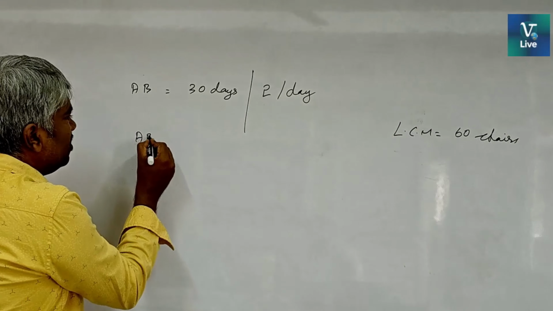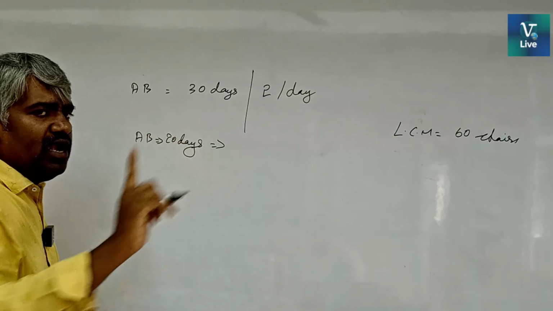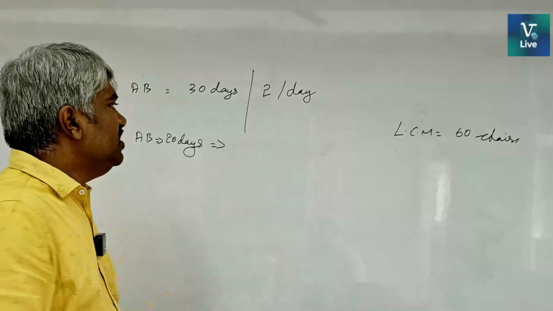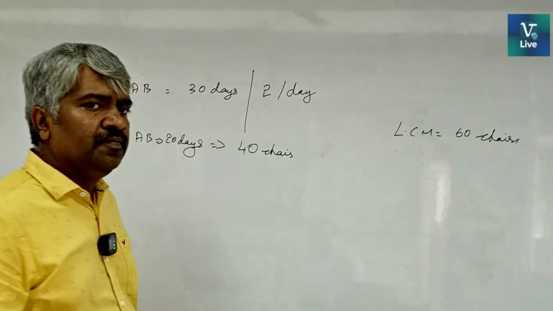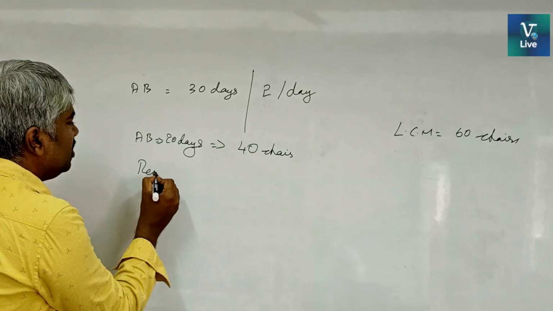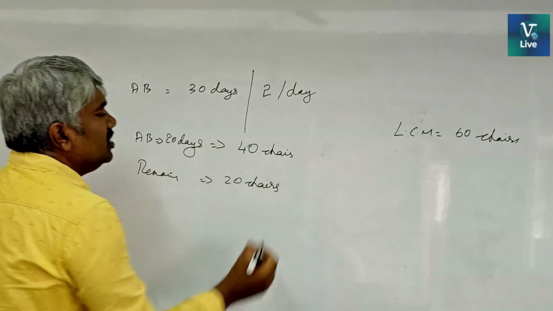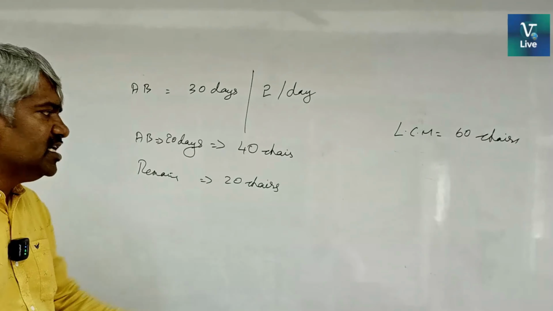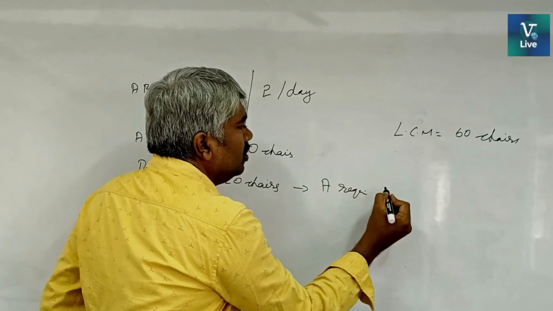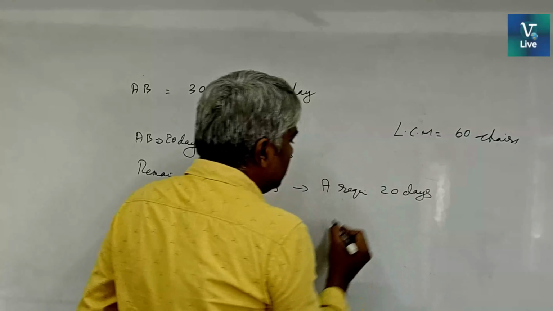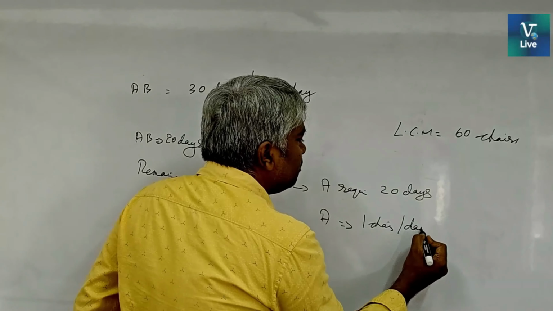Now, A and B work together for 20 days. In one day, they manufacture 2 chairs. When they work together for 20 days, they manufacture 40 chairs. So, how many chairs are remaining? Remaining is 20 chairs. To manufacture these 20 chairs, because A is working alone, A requires 20 days. It means that A manufactures one chair in one day.